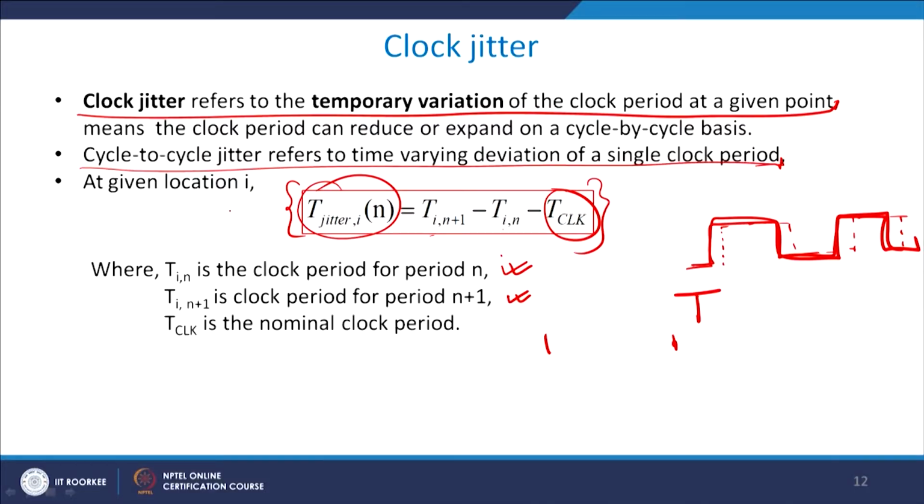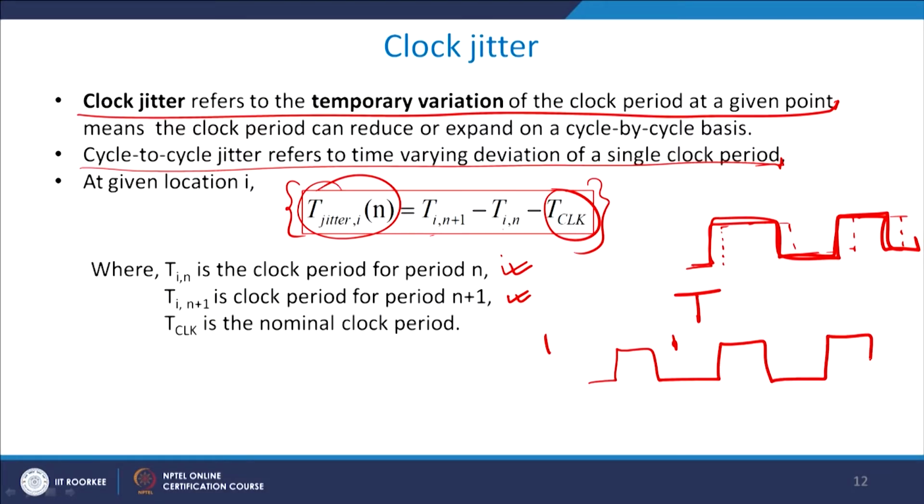Ready, start. Okay. So, clock jitter refers to temporal variation of the clock period at a given point of time, which means that the clock can expand or reduce from one cycle to another. Let us suppose this is one cycle, and this is another cycle, and then this is another cycle. Between this cycle and this cycle, you might have a difference in the rising edge of the clock, which is known as jitter. This is a temporal domain, whereas skew is spatial domain.